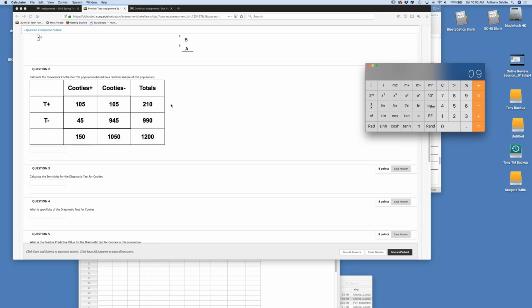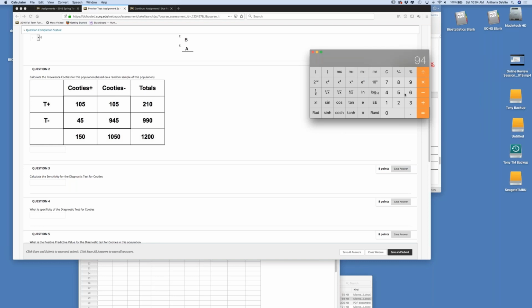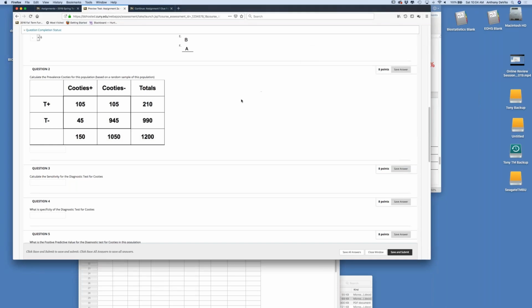So the positive predictive value of this test is 105 over the total of 210 positive tests, which is equal to 50% as a positive predictive value. On the other hand, the negative predictive value, 945 people out of 990 people tested negative, was right for 945 of them. So the negative predictive value is 945 divided by 990, which is a little bit better than 95%.